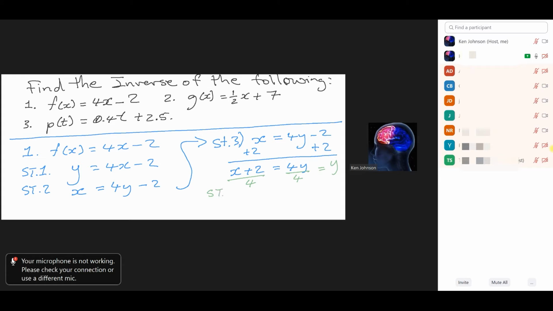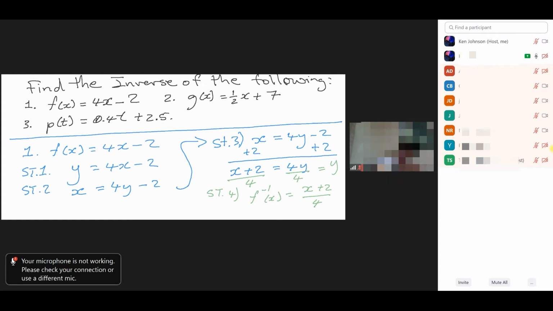Step 4, which is to replace y with f inverse. So I'm just going to say f inverse of x will be equal to, I can write it like this, x plus 2 over 4. Alright, so that's it. You guys got it? Yes. Alright, excellent.